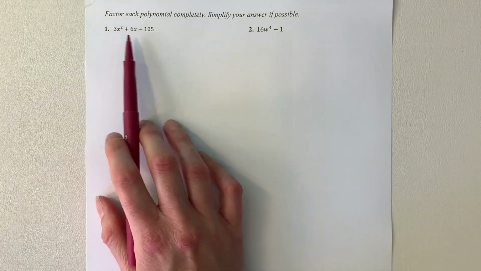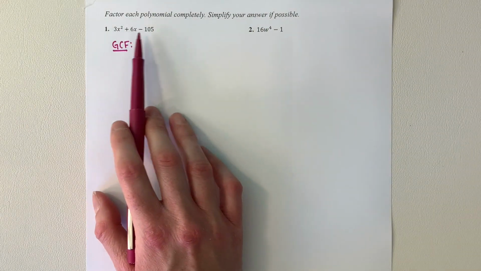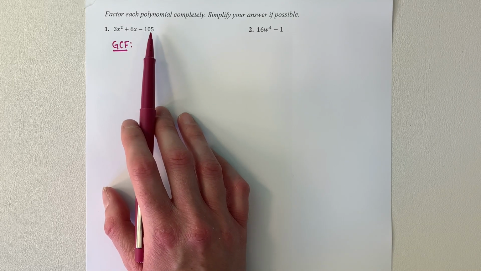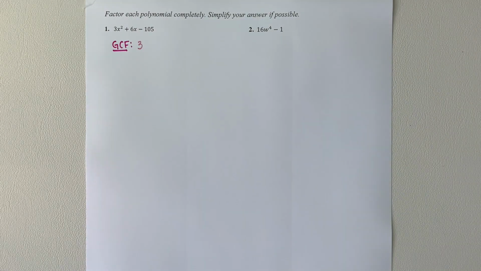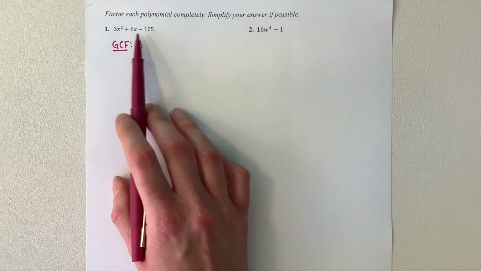Let's start with this problem here. For any problem, if you're asked to factor, the first step is always to check for a greatest common factor. The greatest common factor for this problem would be 3, because 3 is the largest number that multiplies evenly into 3, 6, and 105. So since there is a greatest common factor, we need to factor out the GCF.